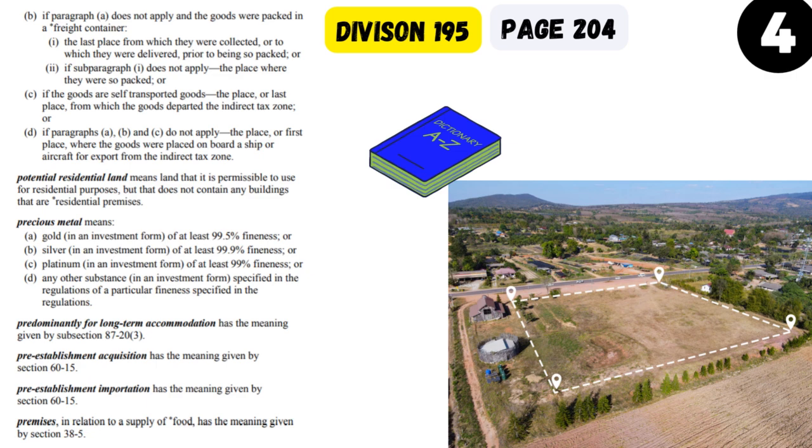Please find words on screen. Word number 30. Potential residential land. 31. Precious metal.